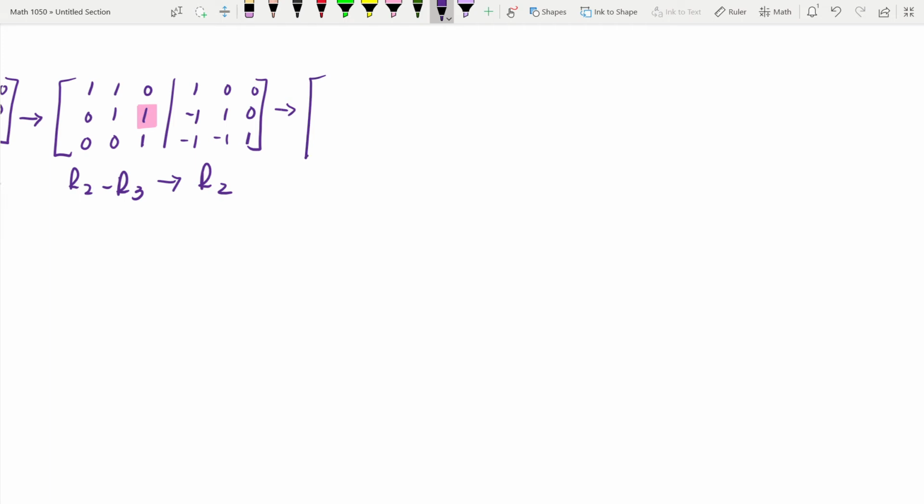Row 1 doesn't change. Row 3 doesn't change. Go row 2 minus row 3. 0 minus 0, 0. 1 minus 0, 1. 1 minus 1, 0. Negative 1 minus a negative 1. That's negative 1 plus 1, which is a 0. 1 minus a negative 1. That's 1 plus 1, which is a 2. 0 minus 1, negative 1.